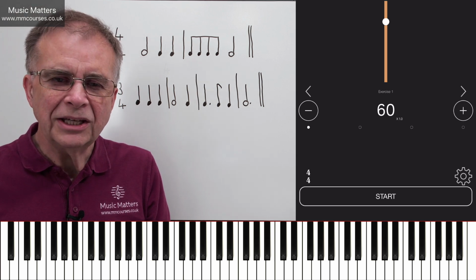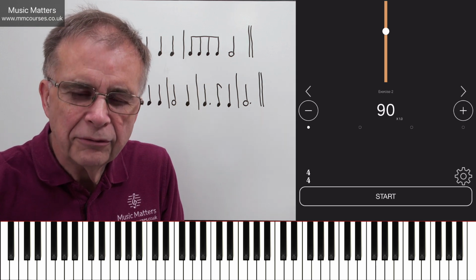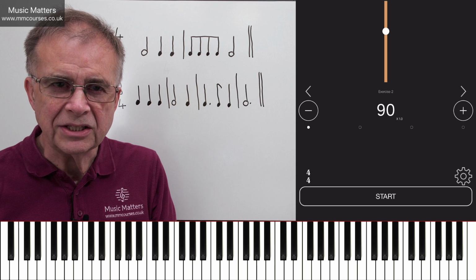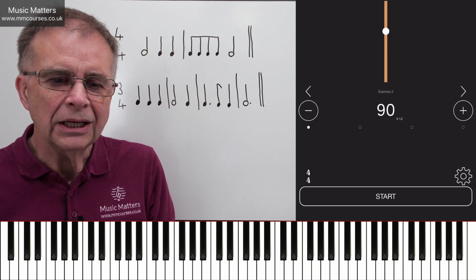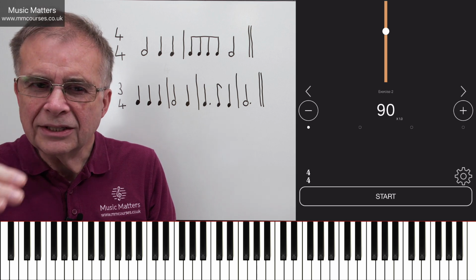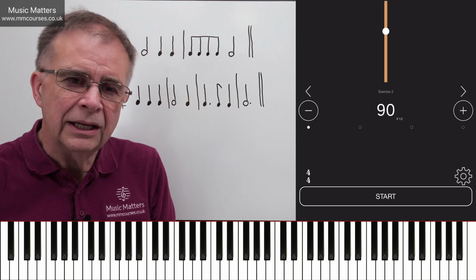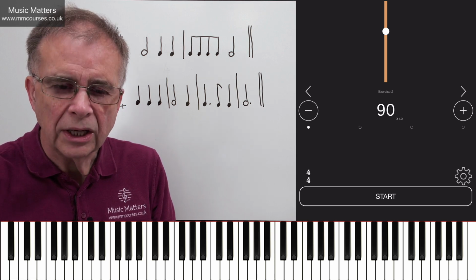Okay, well, let's see if we can just change the speed now, and we're going to go a bit faster. So here we go at 90, and let's see if we can clap to 90. So now we've got used to 60, we've got to listen to our faster pulse and then lock on to that. So we'll listen to it for a bar and then we'll try clapping to 90.